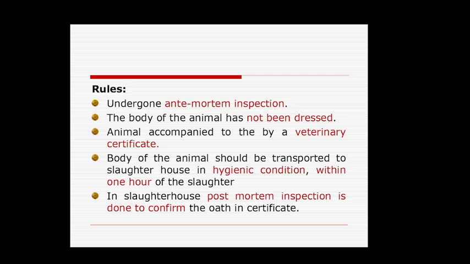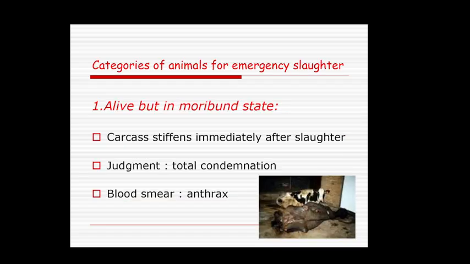So these are the rules that antemortem inspection should be done, and one must be careful that the animal has to have a veterinary certificate. Only those should have the antemortem inspection. The categories of animals for emergency slaughter are those alive but in a moribund state. That means the carcass stiffens immediately after slaughter, so the judgment is total condemnation.